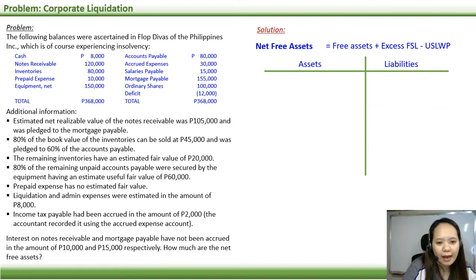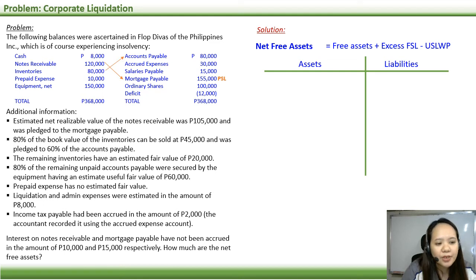Okay, so you have assets and liabilities. Tingnan natin. First, estimated NRV of the notes receivable was 105. Tapos meron ka pang interest dun sa last paragraph na 10,000. So that's 115,000. Versus your mortgage payable of 155 plus 15. So that's 170. Mas malaki pa din yung mortgage payable mo. So that's partially secured liability.